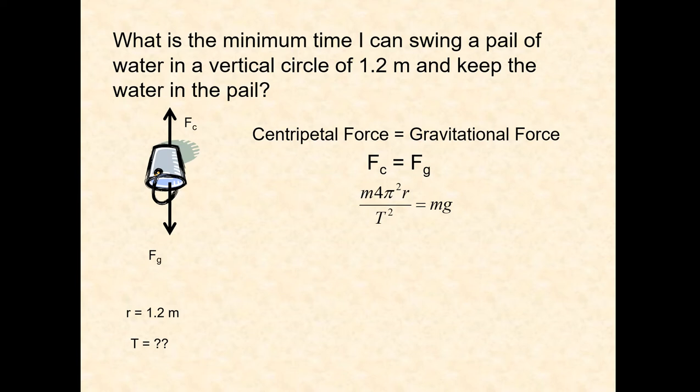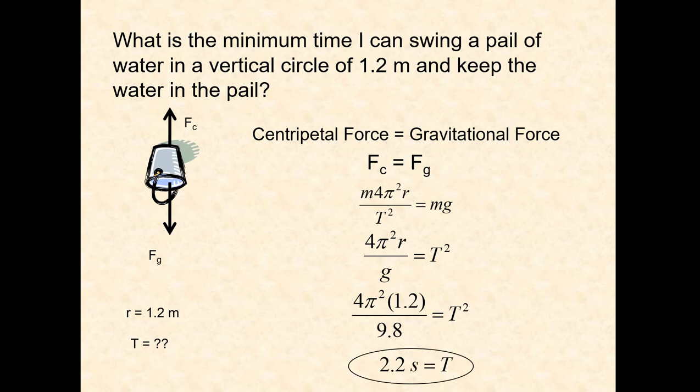We notice that we have mass on both sides of this equation, so we can simply divide both sides by m to cancel them out. Then we can cross multiply, divide both sides by g and multiply both sides by T² to get this equation. Once we're there, we can plug in that gravity is 9.8 and our radius r is 1.2. Calculating it all out, remembering to square root your final answer, we get that T, the period, is equal to 2.2 seconds.